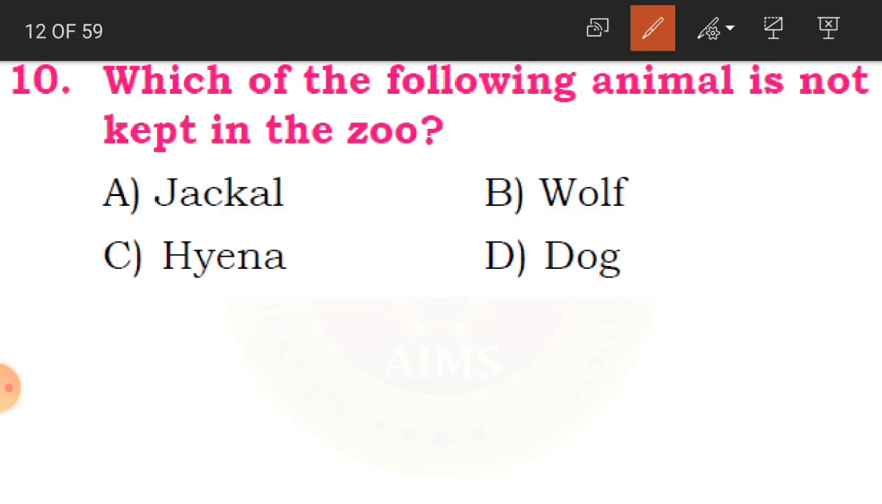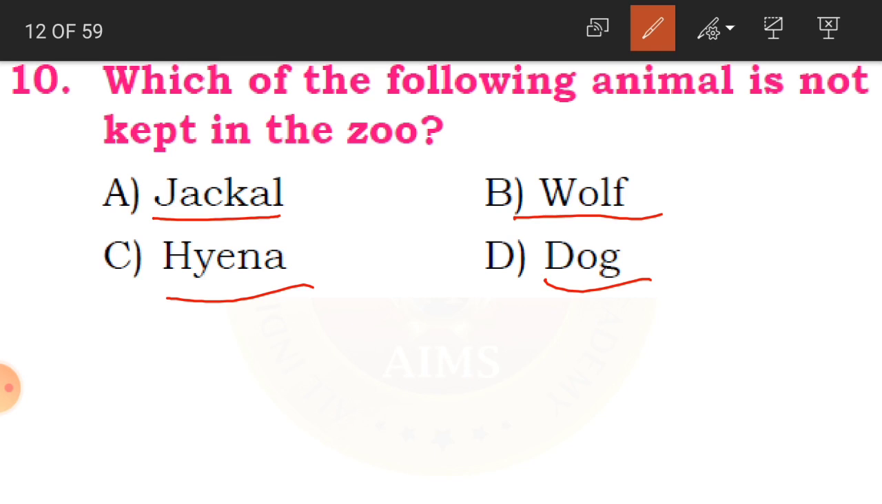Animals are kept in the zoo. And here, which of the animals is not kept in the zoo? Okay, so A option is jackal, B is wolf, C is hyena, and D is dog. Okay, children? And here, even before also, we just said that. So you have got two varieties of animals here. One is domestic and another one is wild. So domestic animals, normally we will not keep them in the zoo.